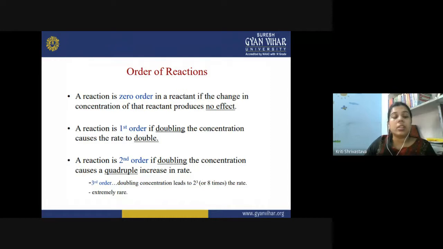Similarly, for a third order reaction, doubling the concentration will lead to 8 times the reaction rate. This is extremely rare, because in a third order reaction you cannot change the concentration of three species at a time. Even molecularity of more than three is uncommon. So reactions of third order and higher are extremely rare. We will focus our discussion on zero order, first order, and second order reactions.